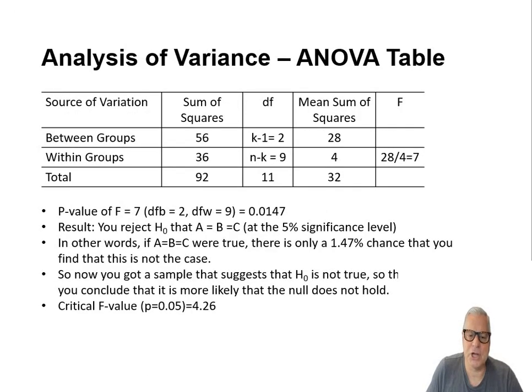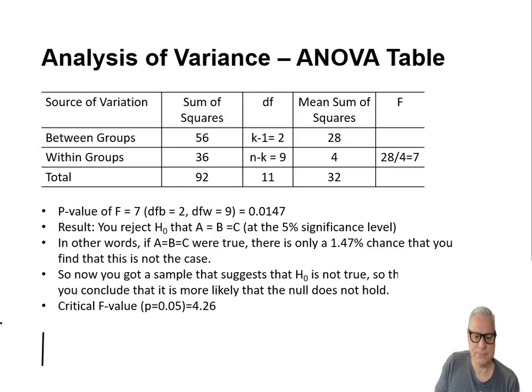So we average out the within groups variation of 36. We divide it over the degrees of freedom, which is 9. And then we get 36 over 9, which is 4. And then we calculate what is known as the F statistic. And so an ANOVA table typically yields an F statistic.